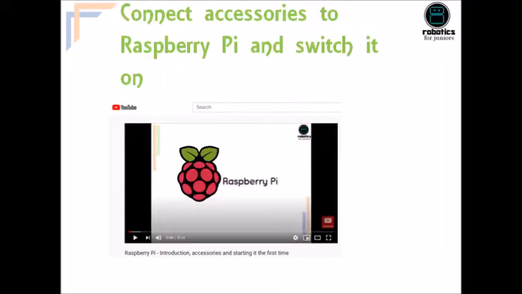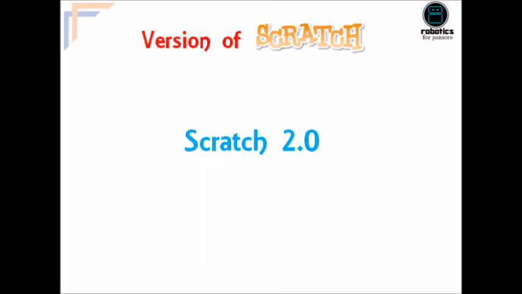For learning how to start Raspberry Pi for the first time by putting its accessories like mouse, keyboard, monitor, and SD card, watch my other video, Introduction to Raspberry Pi. Let's switch on our Raspberry Pi. It should be switched on only after making the circuit connections. The version of Scratch which I am using is Scratch 2.0. It comes pre-installed in the SD card which I purchased specifically for Raspberry Pi. I'll provide the link below in the description.